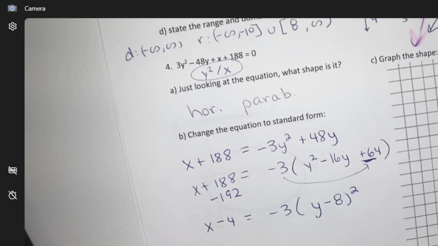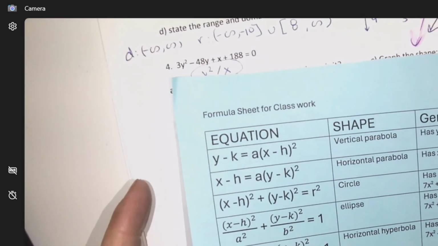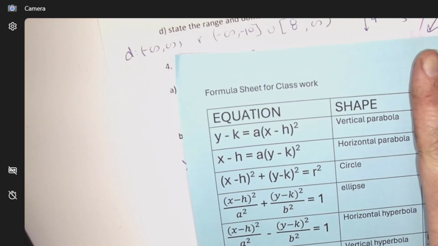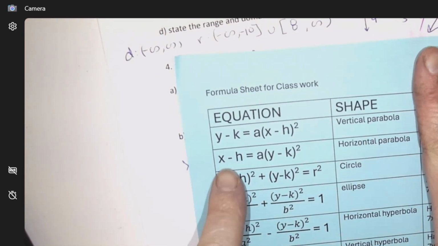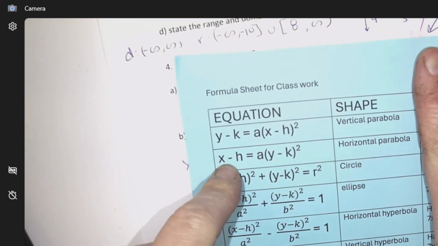So on your test, at this point, you're going to have this available. So you can always look back. What is it supposed to look like? So there we go.